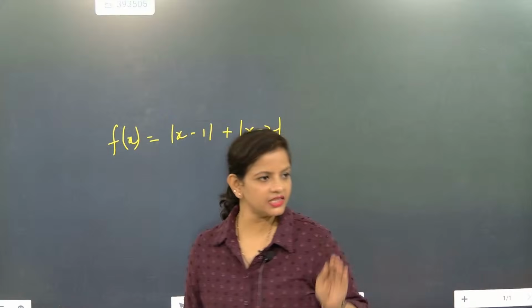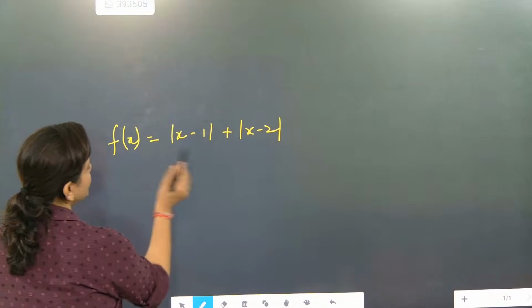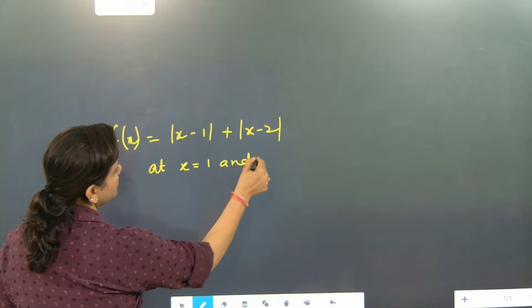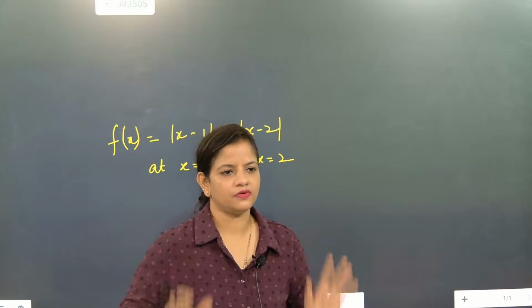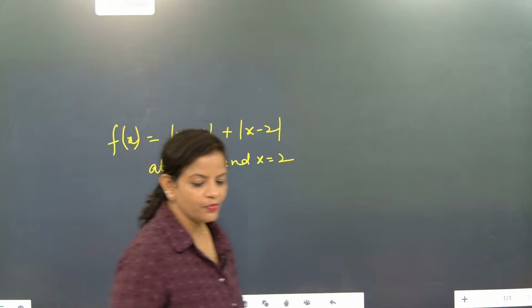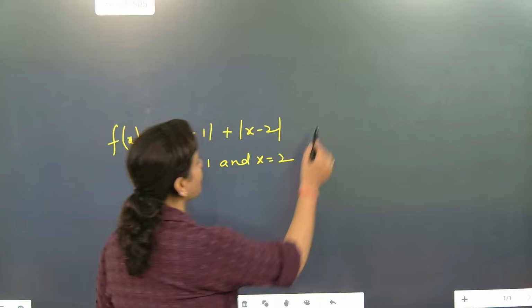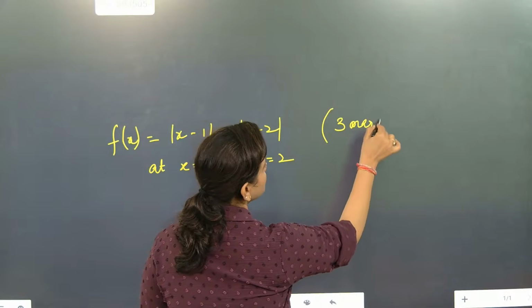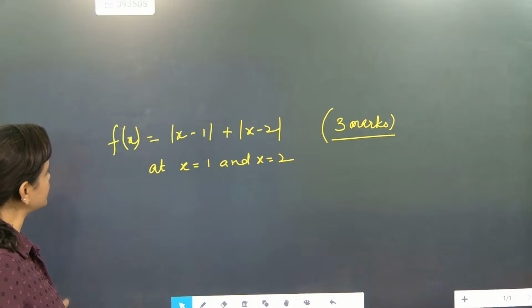We need to check the continuity at x equal to 1 and 2. Check continuity at x equal to 1 and x equal to 2 with proper steps solved. I think I have given you this for board examination. Which part, beta, do you want me to explain? It already came in the exam, so please kindly solve it.